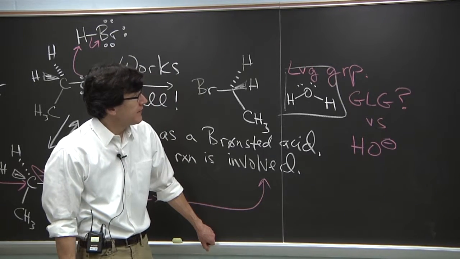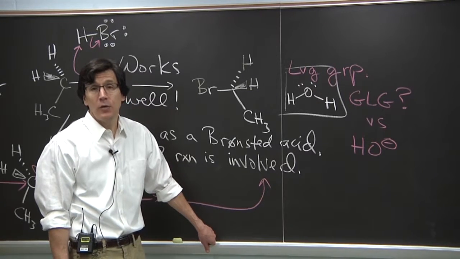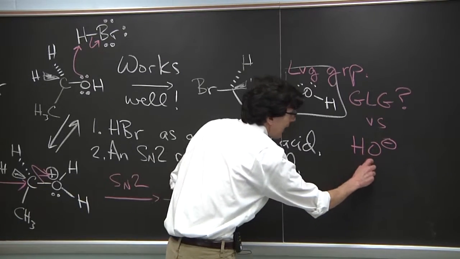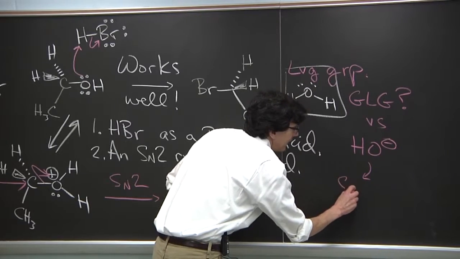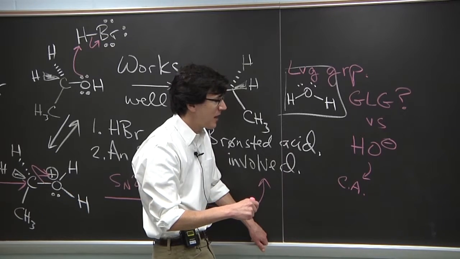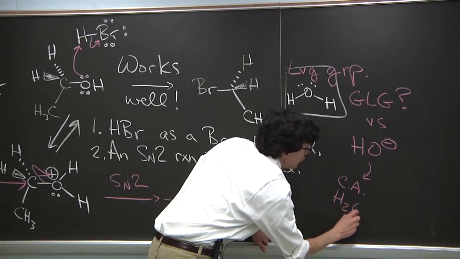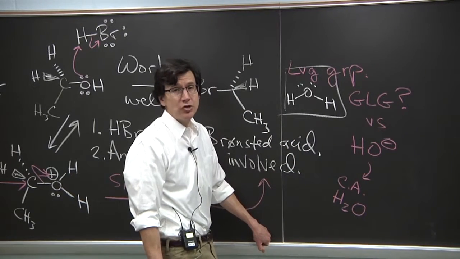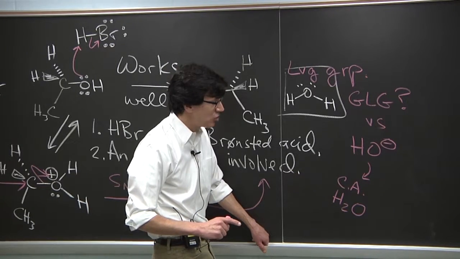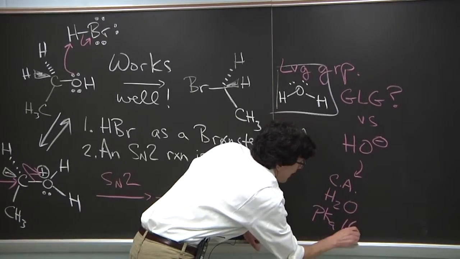Well, remember, leaving group ability tends to parallel the opposite of basicity. In other words, a weaker base is a better leaving group. So hydroxide, its conjugate acid. What is the conjugate acid of hydroxide? You can just type it into the typing part. The conjugate acid of hydroxide is H2O. What is the pKa of H2O? You can't look at your pKa table. You need to know this. To the nearest pKa unit, the pKa of H2O is about 16.